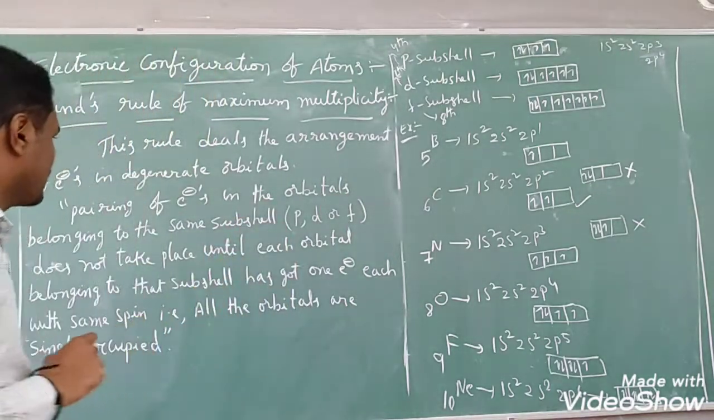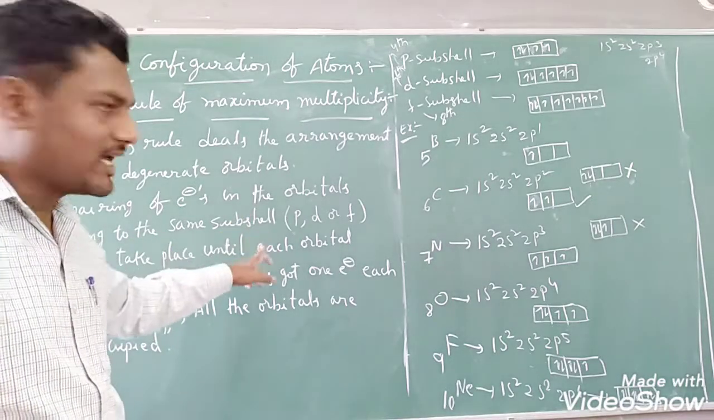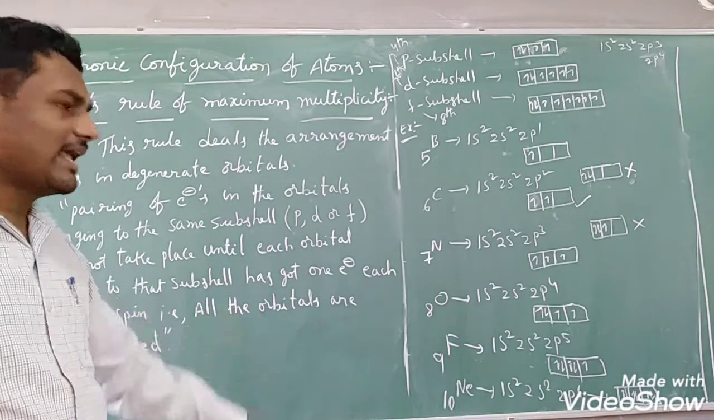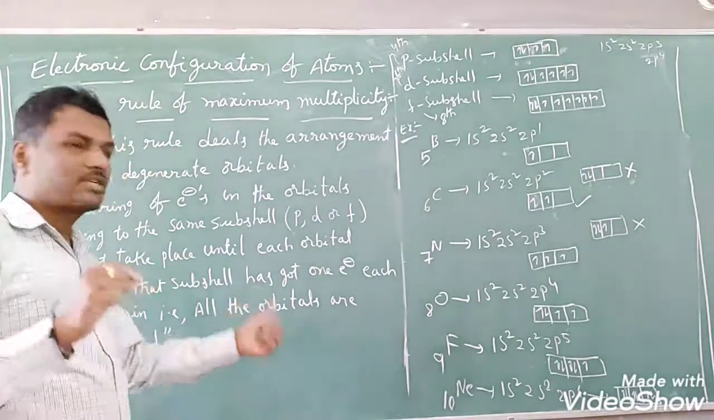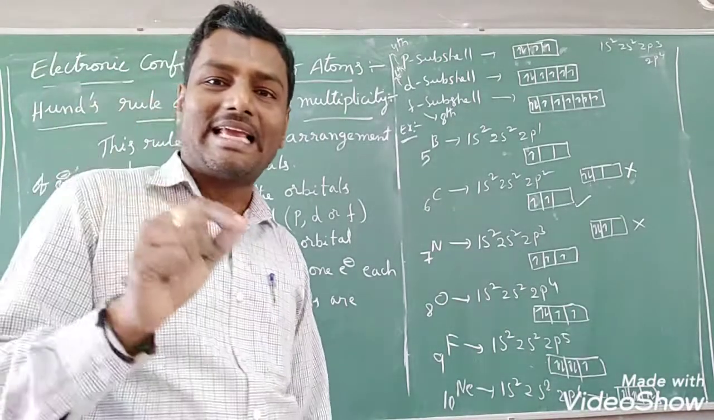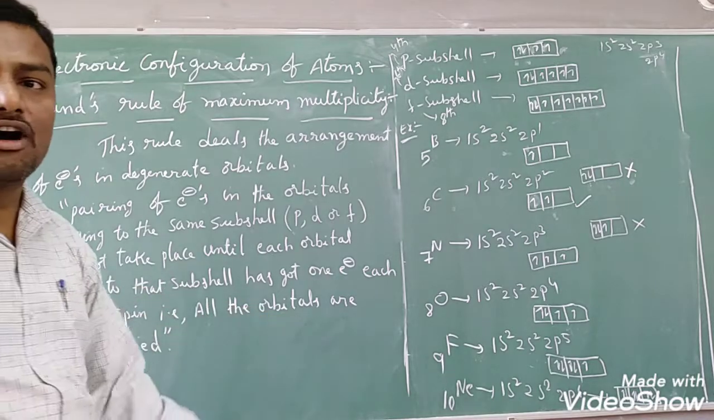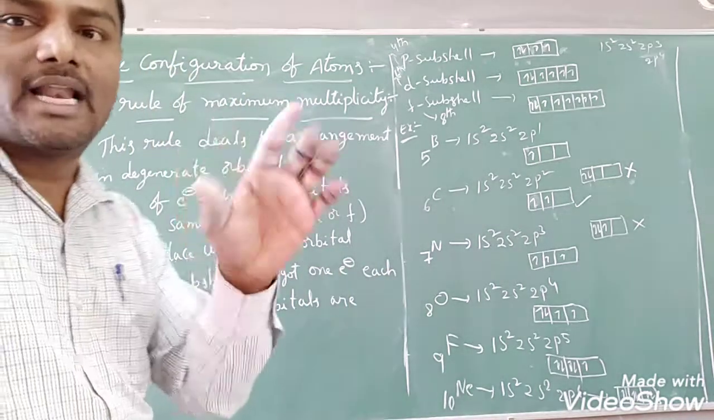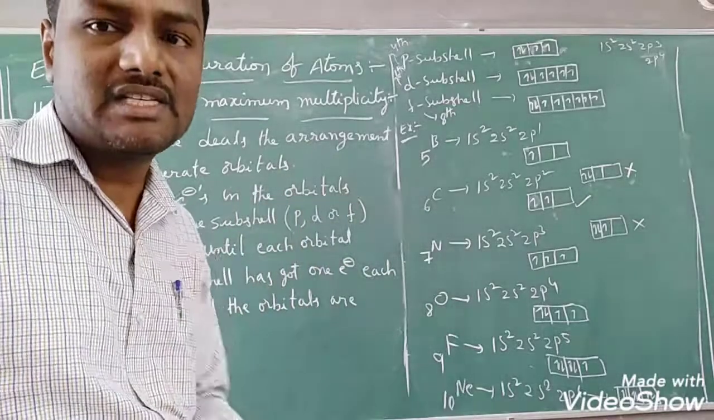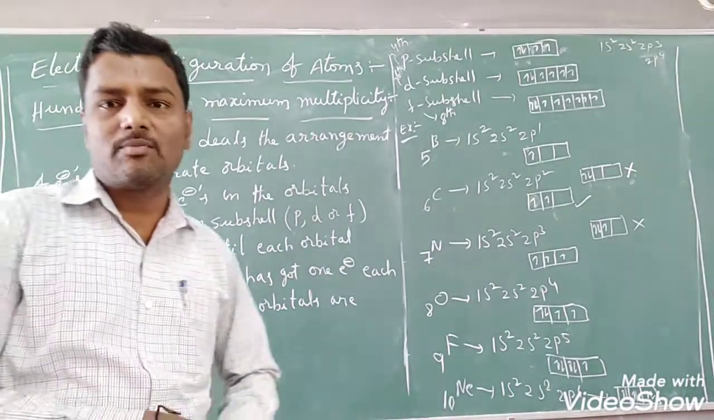So what is Hund's rule? Pairing of electrons in the orbitals belonging to the same subshell does not take place until each orbital belonging to that subshell has got one electron each with the same spin. All the orbitals are occupied with one electron first. Then only the pairing takes place, students. So this is Hund's rule of maximum multiplicity.